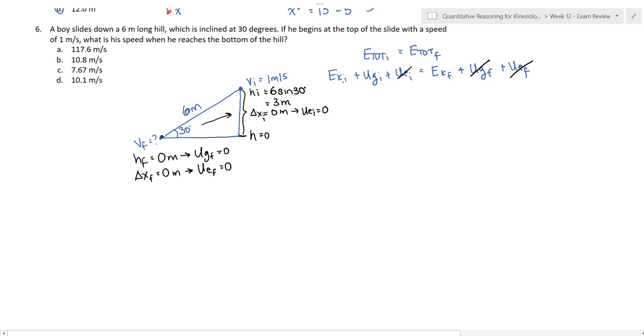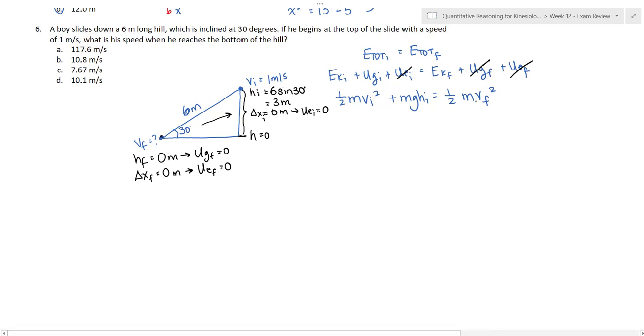So I'm just going to put in the formulas for each of these terms. So EK initial is 1/2 mv initial squared, plus UG initial is mgh initial, equals EK final, which is 1/2 mv final squared. Okay, so I'm trying to solve for v final.